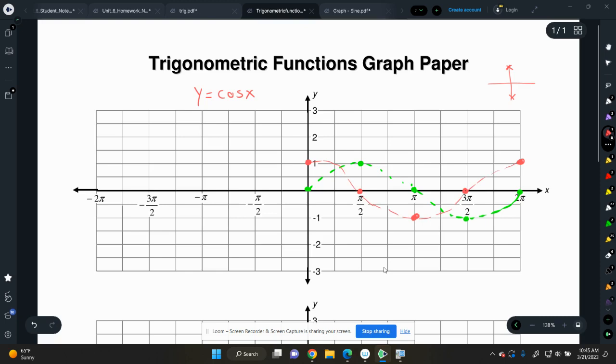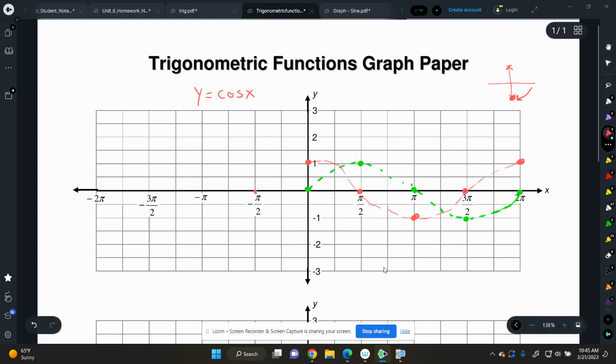It's not flipped, it's actually shifted. Okay, look what happens. What's the cosine of negative pi over 2? So if I went down this way, what's the cosine of negative pi over 2?